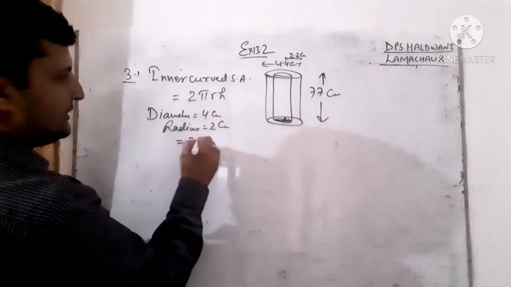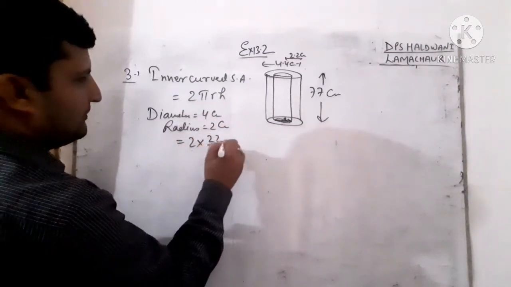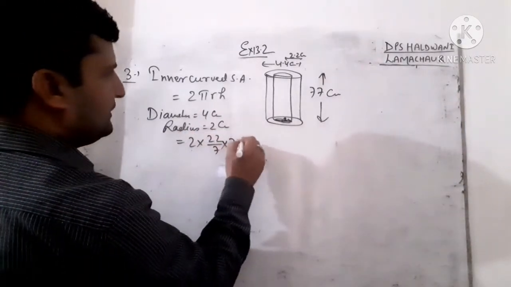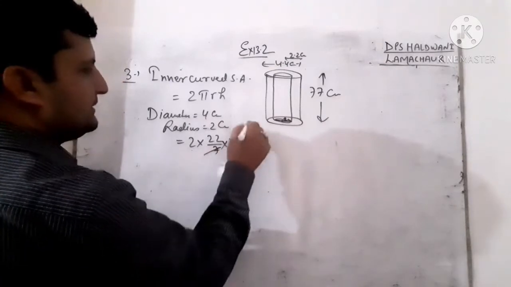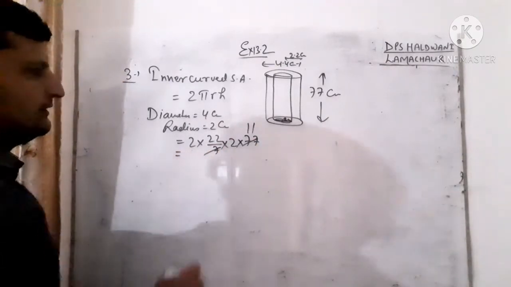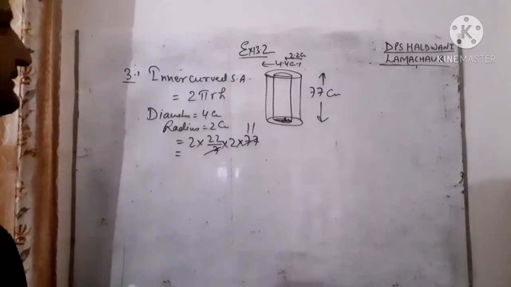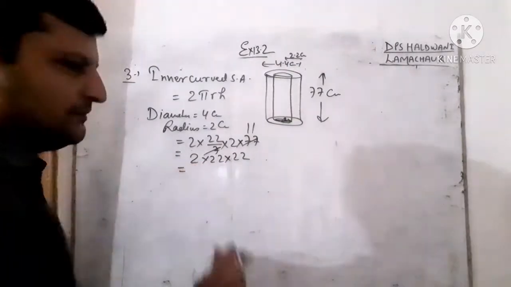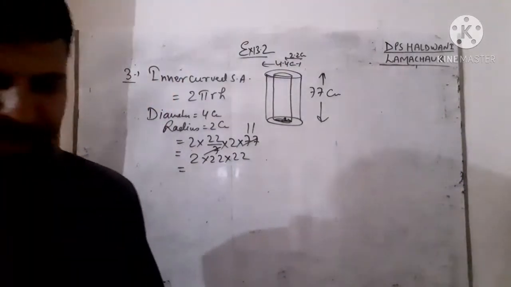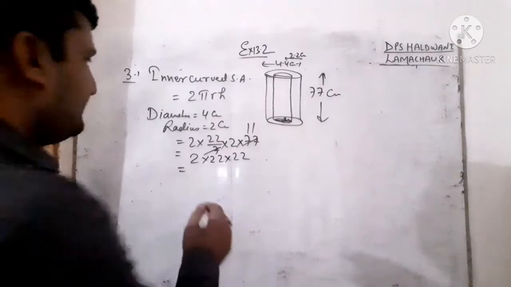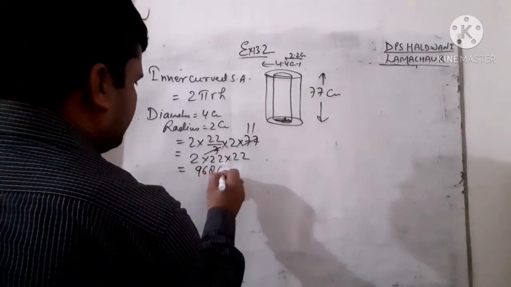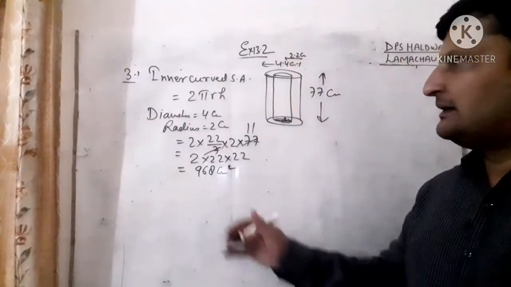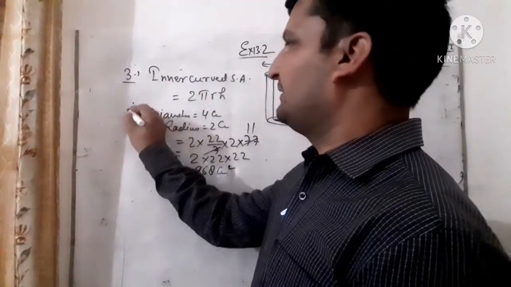So students, we can put it in the formula 2 into 22 upon 7 into r, given that r is 2, into h is 77. So we can cut it 7 11 ja, and after this we have solved it 2 into 22 into 22. I have solved this in my paper. So this is coming students 968 centimeter square. So the inner curved surface area is coming 968 centimeter square. This is the first part.